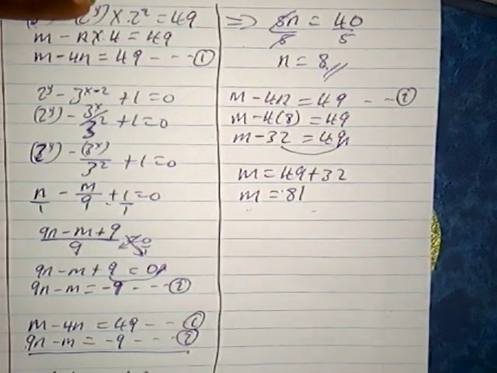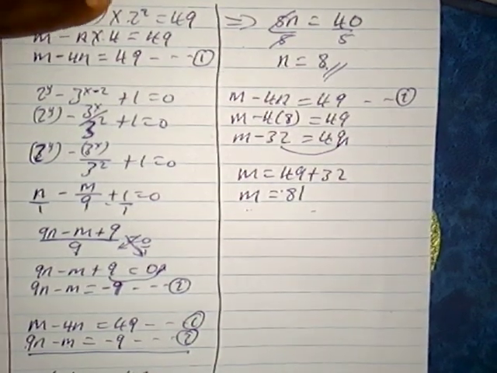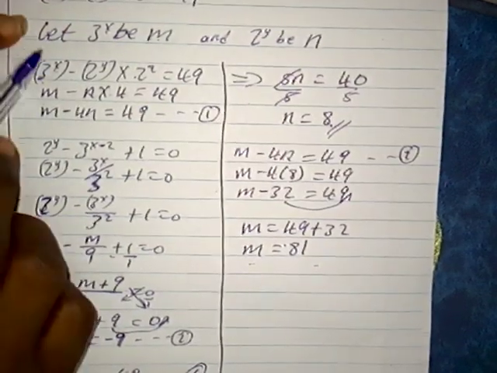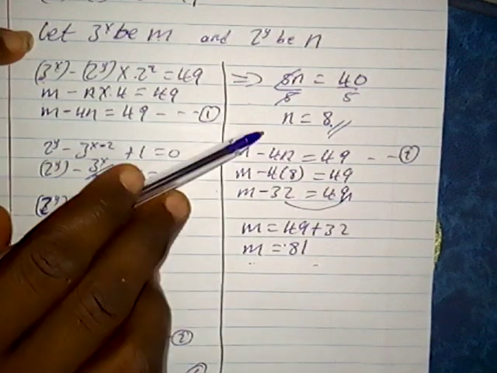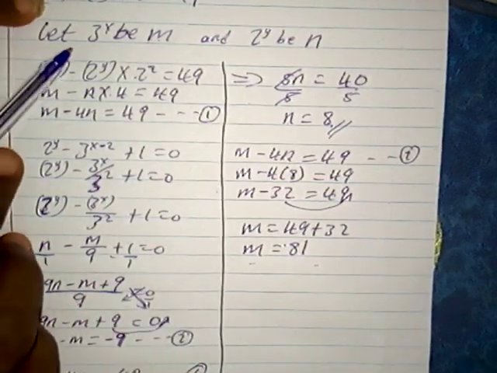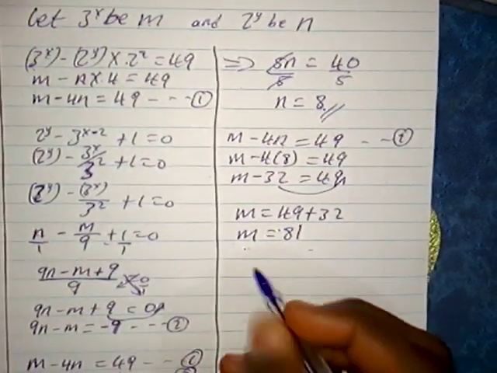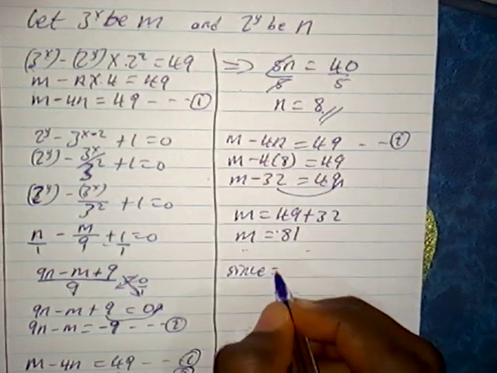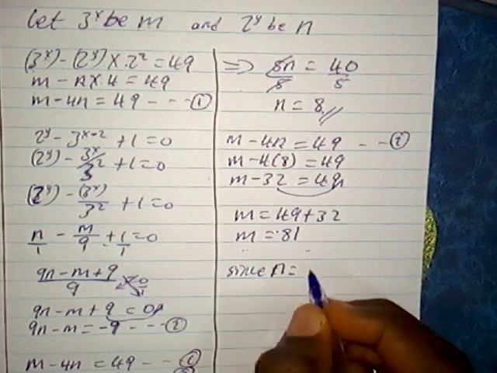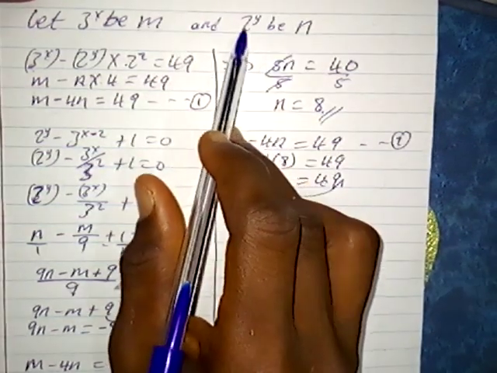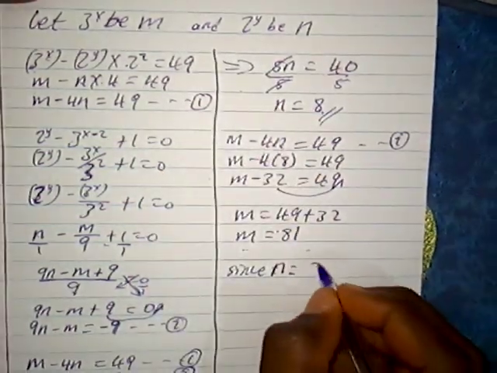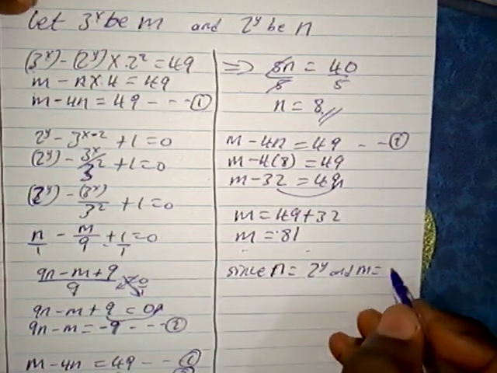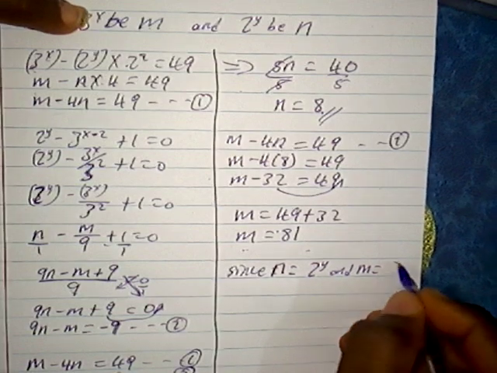You see? Now, what are we going to do? We are coming again to where we let n and m, after having the two values. What did we say n is equal to? 2 raised to the power y. And what is m equal to? m is equal to 3 raised to the power x.